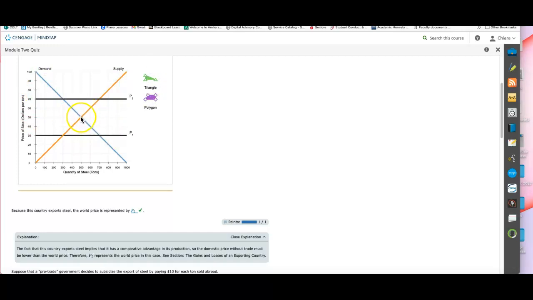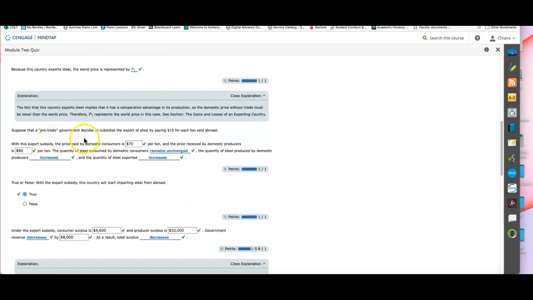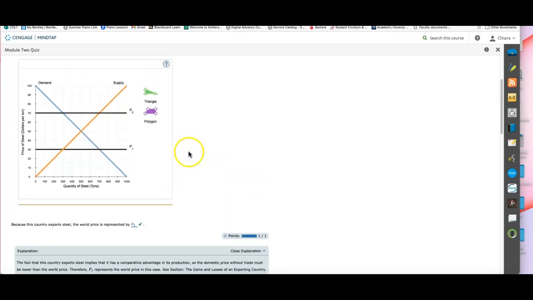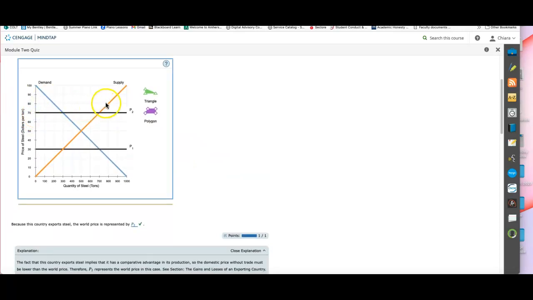Okay, so this is the equilibrium price domestically, where supply and demand intersect, and the world price is 70. Because the equilibrium price is below the world price, they're exporters. You're only going to export if you can export for more. So P2. But now what's happening? A pro-trade government wants to subsidize the export of steel by $10. So going back up here, the original price was 70, but now producers can make $80.